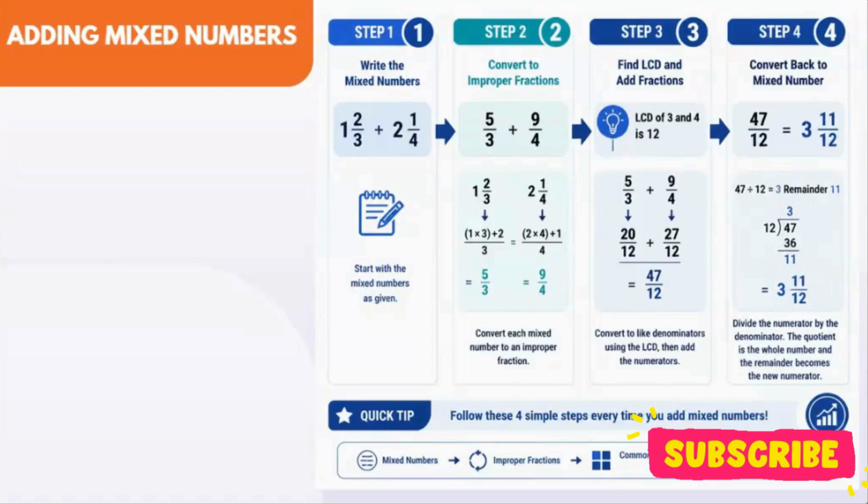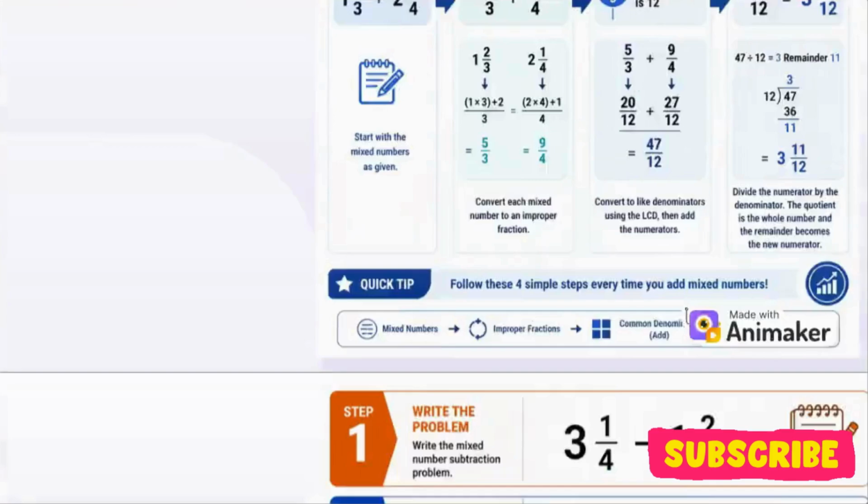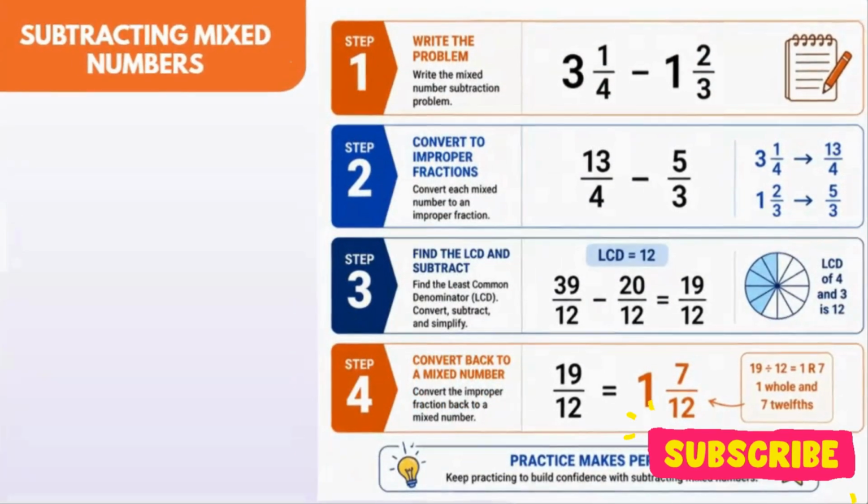Then you have to convert it into a mixed fraction by the method of division, in which the denominator will be the divisor and the 47, which is the numerator, will be the dividend. After dividing, 3 will be the whole number, and 11, which is the remainder, will be the numerator, and 12, which is the divisor, will be the denominator. That's how the improper fractions are converted into mixed fractions, and that's how they are solved.